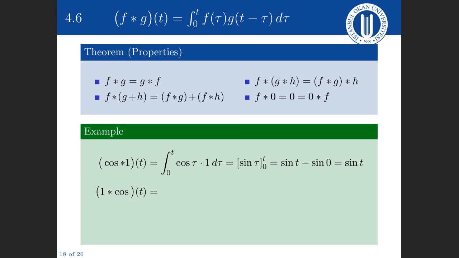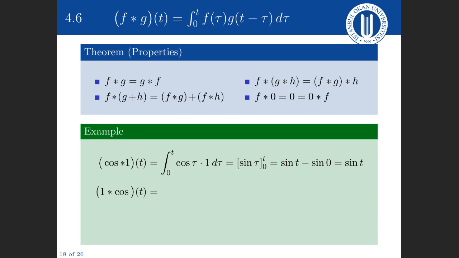But I do want to do some examples. For example, cos convoluted with the function 1. Using the formula at the top of the page, this is the integral from 0 to t of cos tau multiplied by 1 d tau. The integral of cos is sine, so we're doing sine tau between 0 and t, which is equal to sine t.